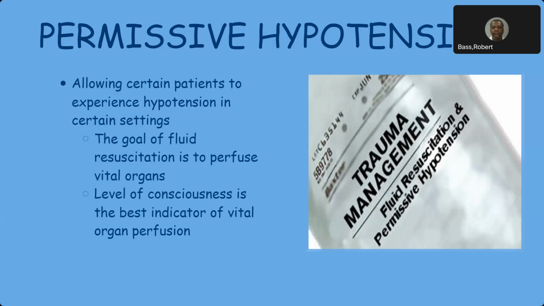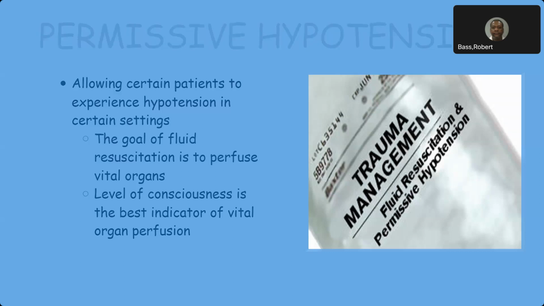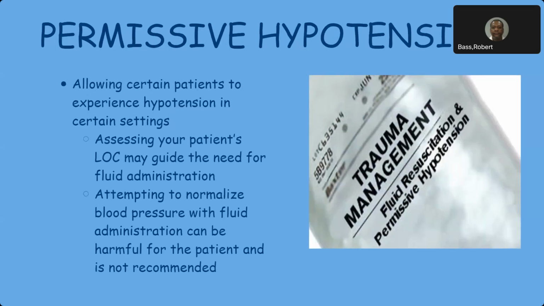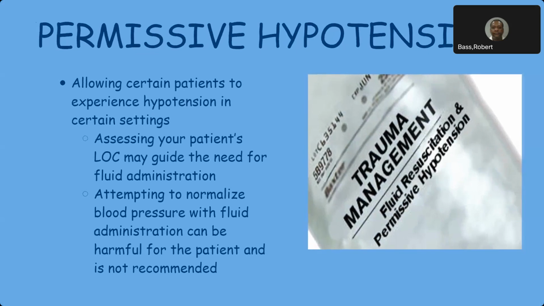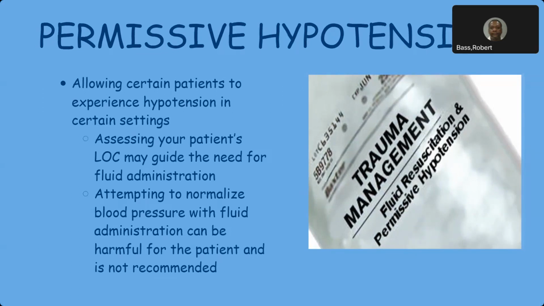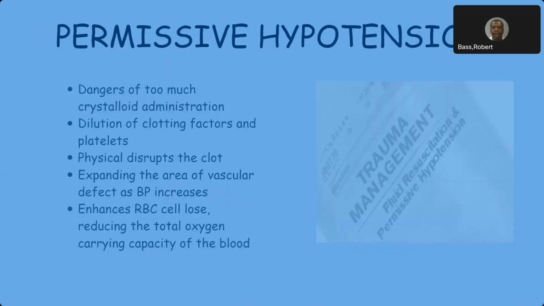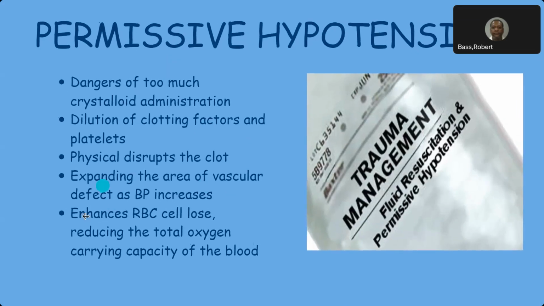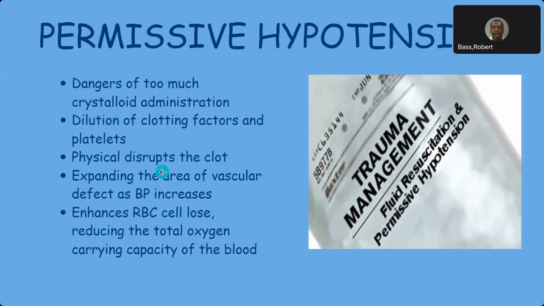All indicators of poor perfusion. But things that we want to avoid is that aggressive fluid therapy. It is not recommended because all it's going to do is pop that natural clot. It's always better to maintain than increase. Once again, the dangers of too much fluid is you're diluting the blood, you're popping that natural clot.